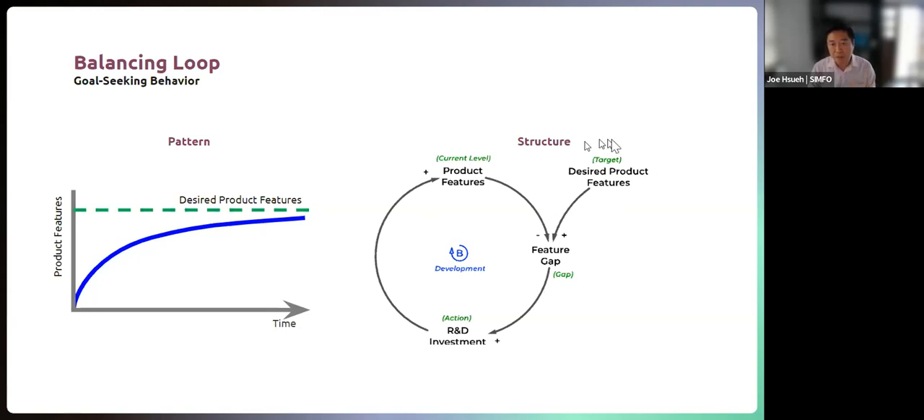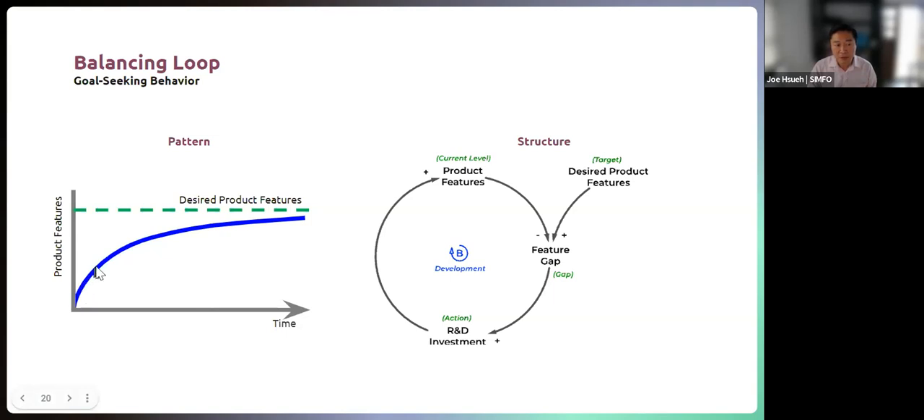I have a desired product feature, 10 features. My current state of the system, I only have 1. There's a gap, right? This minus that, that's the gap. The gap then triggers my managerial action, intervening in the system, which is R&D investment. So this gap triggers me to do more investment so that it will increase the features. The blue line will keep on increasing and the gap will close over time until I reach my goal. When the gap is 0, I stop investing. So the balancing feedback loop is a stabilizing force in the system.